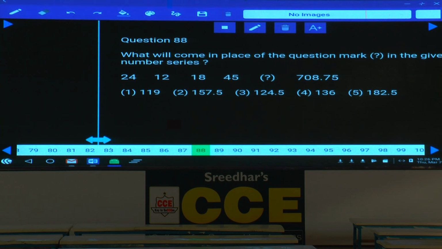Then question number 88. Now 24 and 12. Starting with 24, ending with 700, as the numbers are increasing at a very faster rate, it must be under which category? Multiplication or combination. Now in this 24 and 12, tell me how to represent this one. 24 into 0.5 is 12, and 12 into 1.5 is 18, isn't it? Next one, 18 and 45. 18 into 2.5 is 45. 0.5, 1.5, 2.5, next one must be 3.5. Now 45 into 3.5 will be how much? 45 into 3.5 is 157.5, that is choice 2.